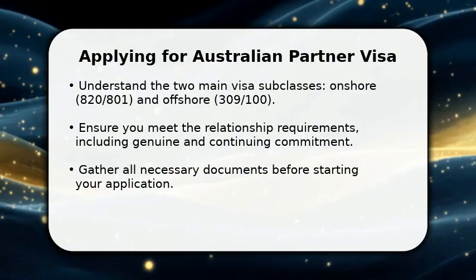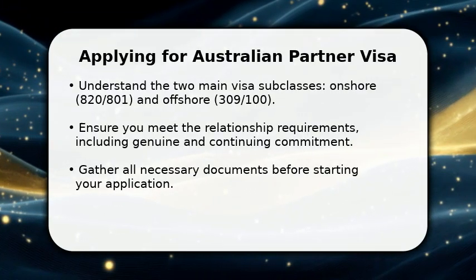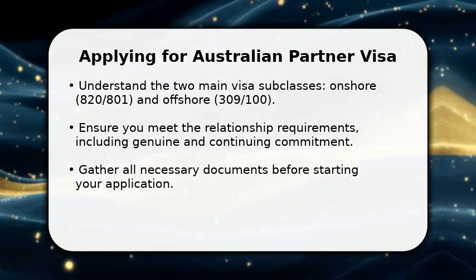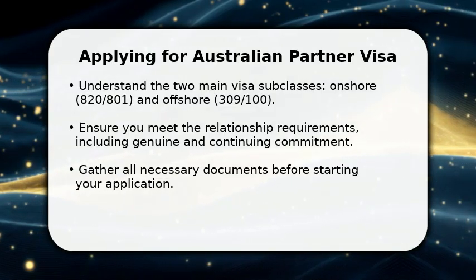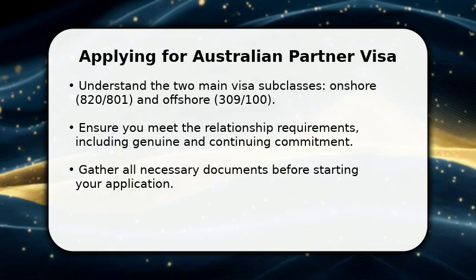In this video, I will explain how to apply for an Australian partner visa. First, identify if you are applying from within Australia or offshore, as this determines the correct visa subclass. The onshore visa is subclass 820 and 801, while the offshore is 309 and 100.